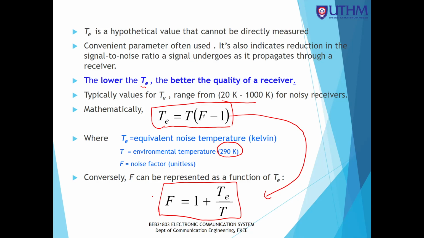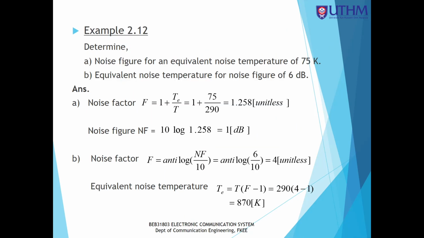Okay, so TE is in terms of Kelvin, and F is a unitless parameter. Let's do the example. Determine the noise figure for an equivalent noise temperature of 75 Kelvin. So you need to find NF. Before you find NF, you need to find F.